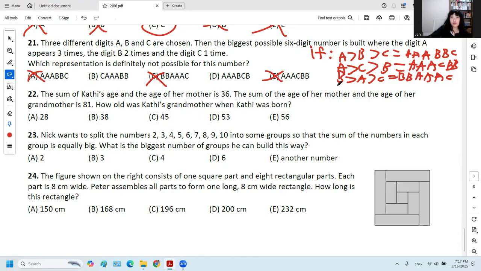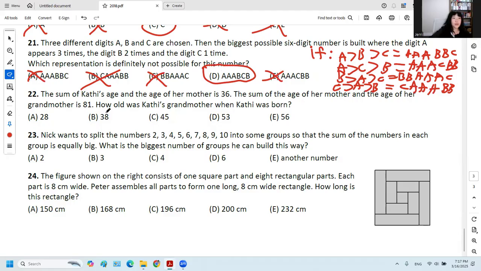If C was larger than A was larger than B, then it will equal CAAABB, not the answer. And right here, as for the A's, there's nothing that is close to that. So D is the answer. It is not possible.